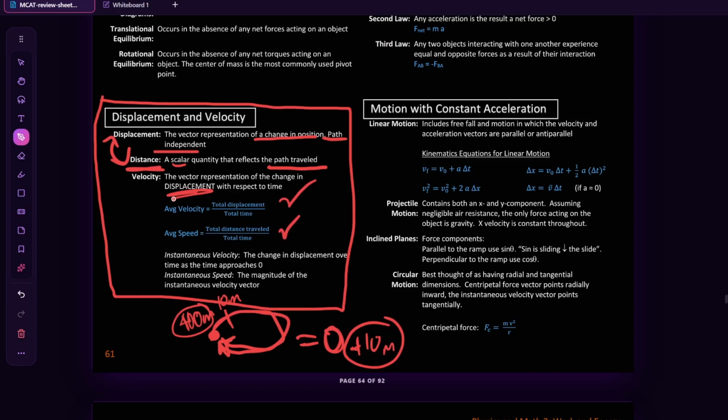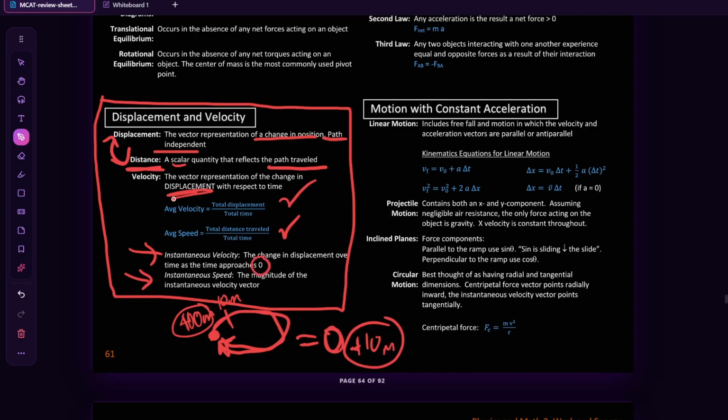And then you have instantaneous velocity and speed. So everything so far has been an average over a stretch of some amount of time. But what about your velocity at an exact point? That's when you talk about instantaneous velocity and instantaneous speed. So instantaneous velocity is what you get when you shrink that time interval down smaller and smaller until it approaches 0.